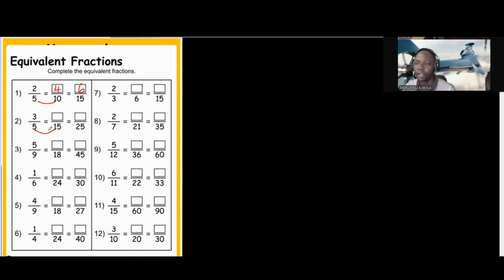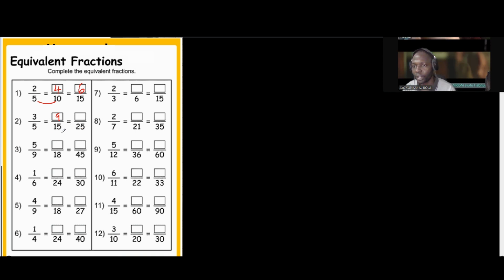The same thing for the second one. 5 times 3 gives this, then 3 times 3 gives 9. And 5 times 5 gives 25, then that 5 times 3 gives 15. Is that clear? Then 9 times what will give me 18? 2. Then 2 times the 5 above, that's 10. Then 9 times what will give me 45? 9 times 5.